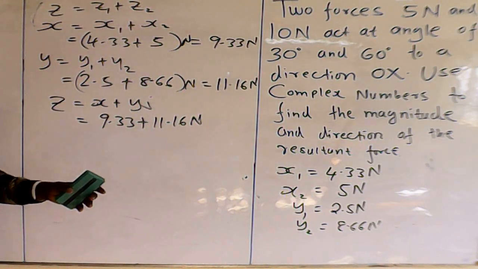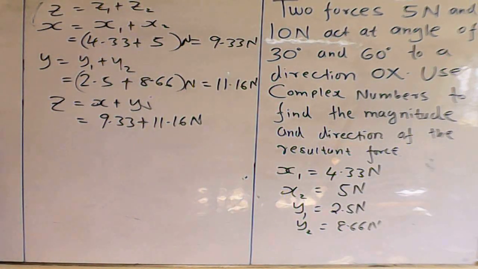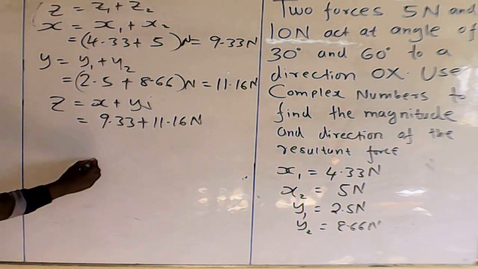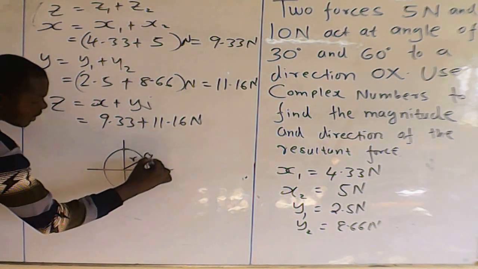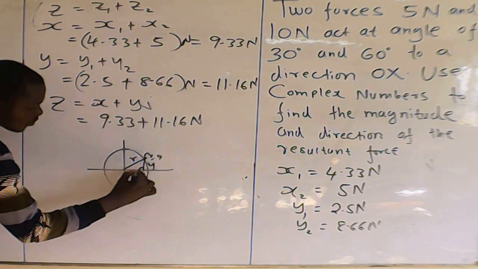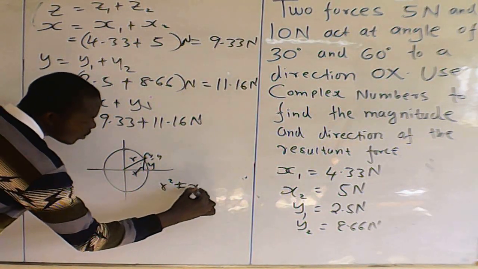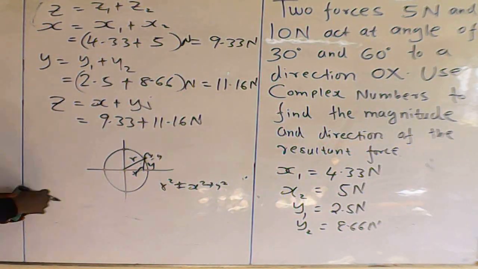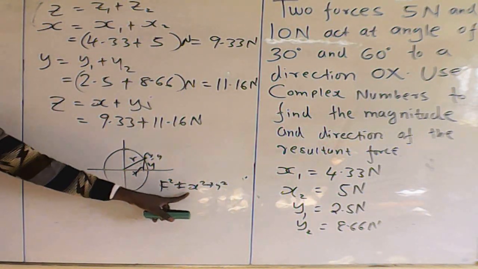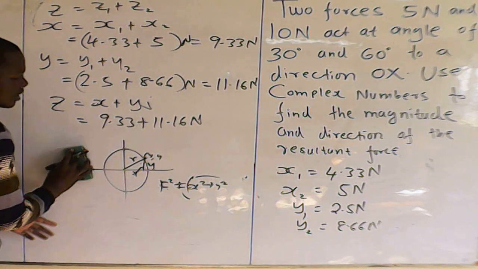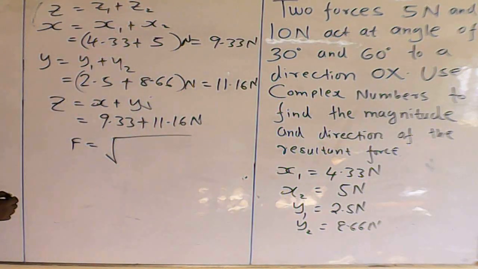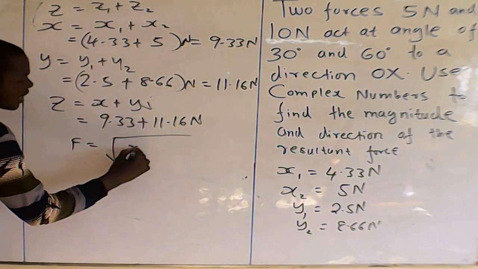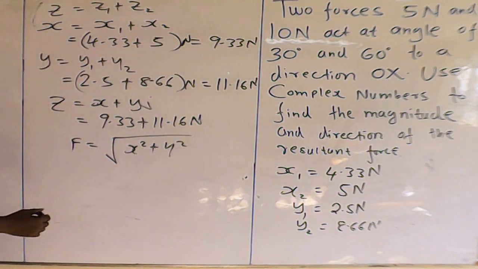Now this resultant force, we want to express it in polar form, isn't it? In polar form, the magnitude of the force comes from the Pythagoras theorem. If you have a circle of radius r and this point xy, with a 90 degree angle, then r squared is equal to x squared plus y squared. So if r is the force, then the resultant force squared is x squared plus y squared, and you find the square root of both sides, isn't it? Yes. So the resultant force F is going to be the square root of x squared plus y squared.